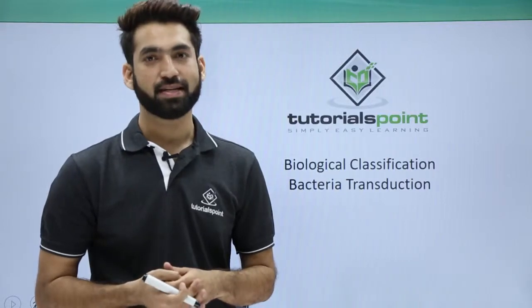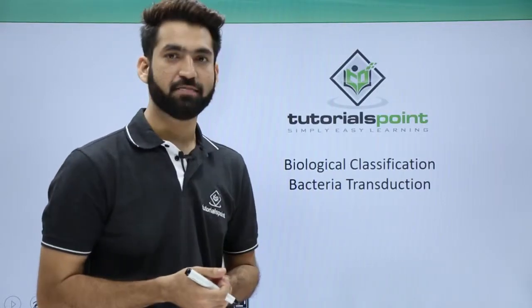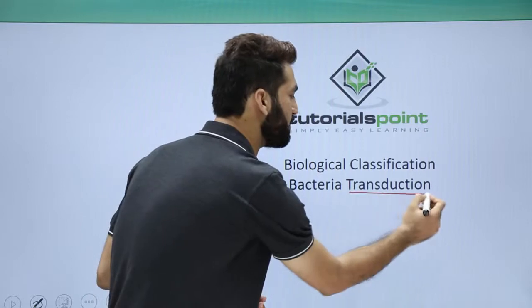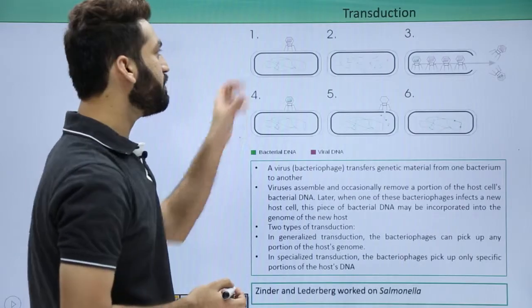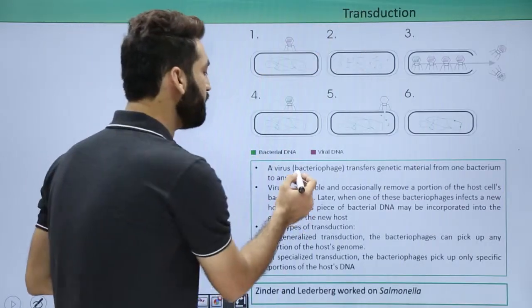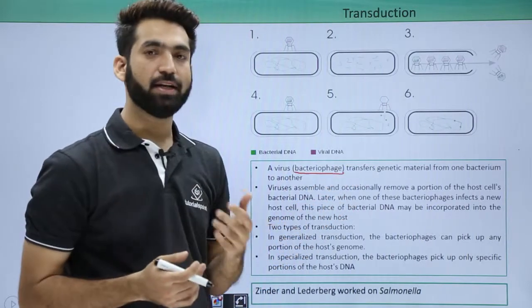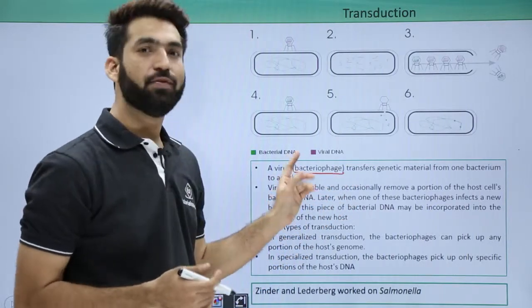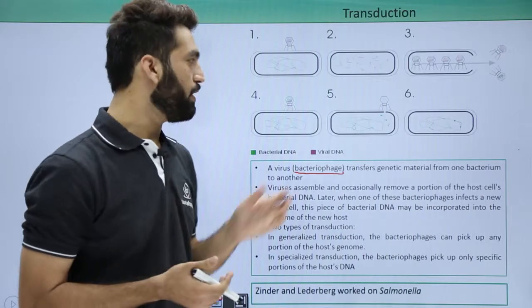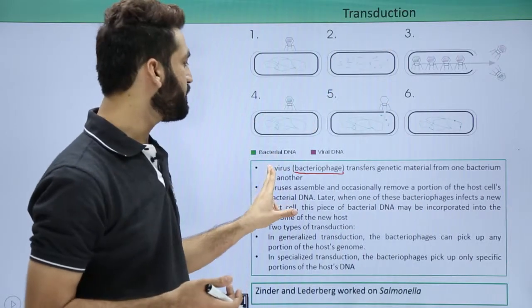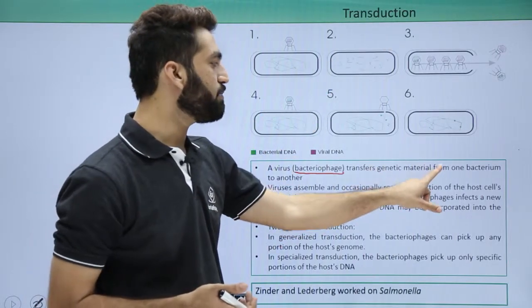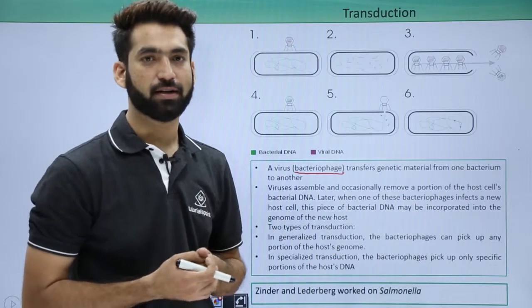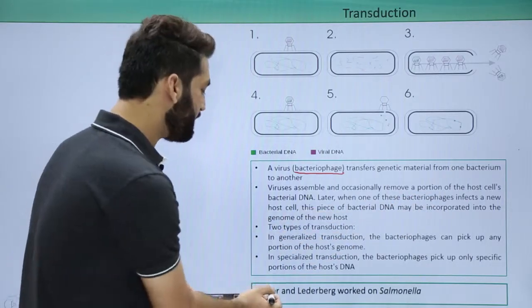In this session, we'll be discussing the third sexual reproduction method in bacteria, which is transduction. Now, transduction is an experiment which is done using bacteriophage. A bacteriophage is a virus which infects bacteria. So, in transduction, the virus is used to transfer the genetic material from one bacterium to another bacterium. The experiment was given by Zinder and Lederberg.